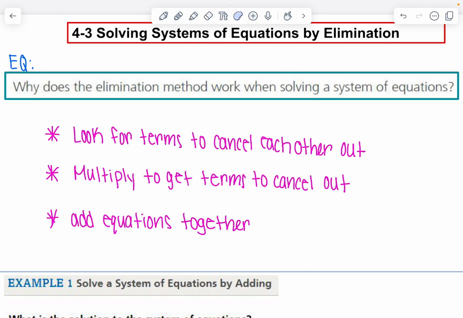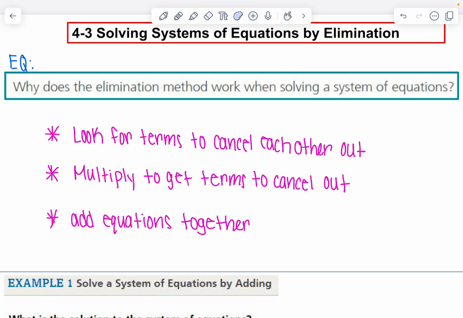All right, hi guys. So previously we learned how to solve systems of equations by graphing and then by substitution. Now we're learning the elimination method. So your essential question is, why does the elimination method work when solving a system of equations? Please write that down. Also write down these little tips.